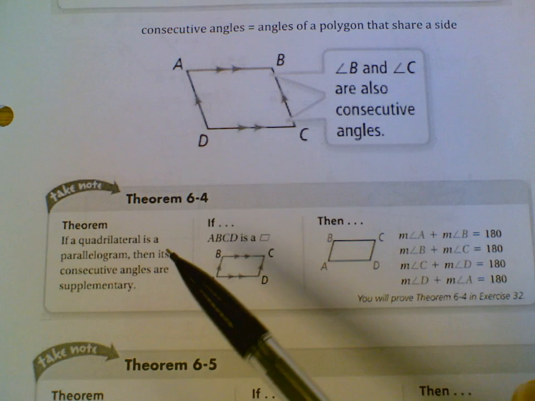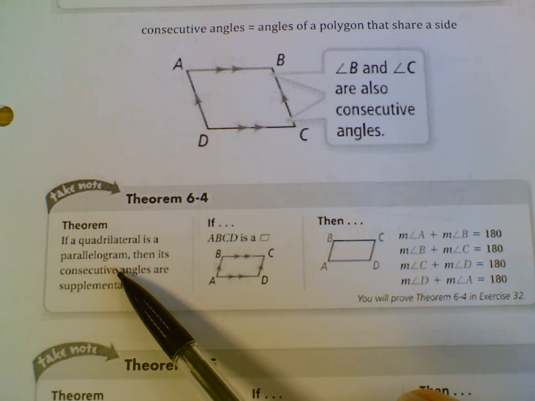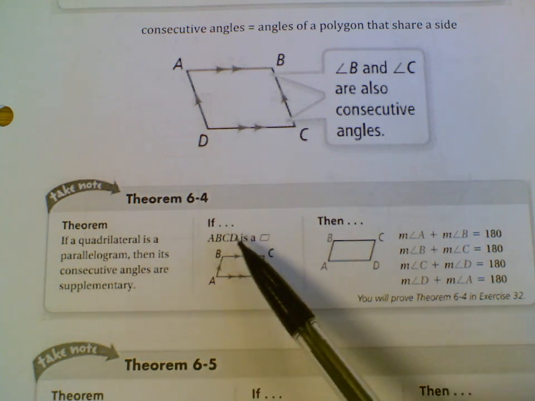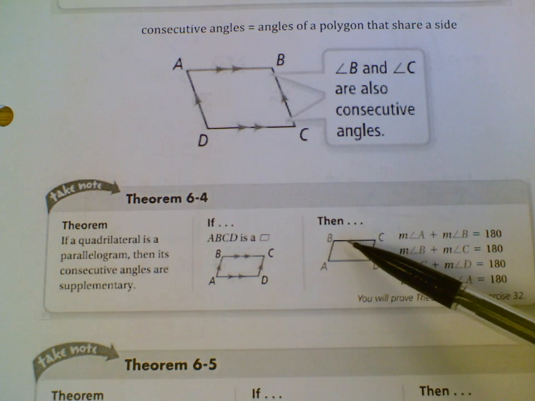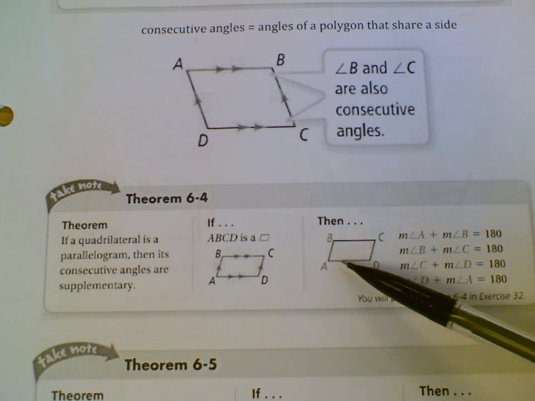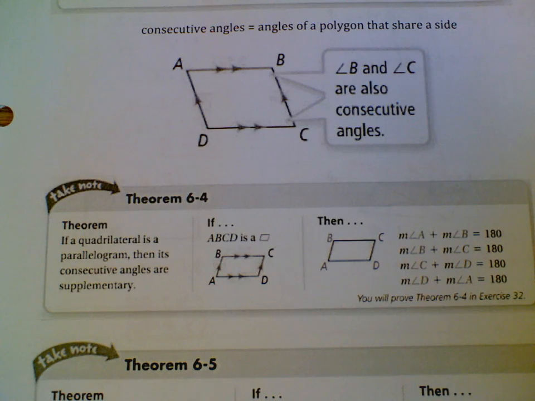So the next theorem says, if a quadrilateral is a parallelogram, then its consecutive angles are supplementary. So if I have a parallelogram, these two angles, these two angles, these two angles, or those two angles, all will add to 180.